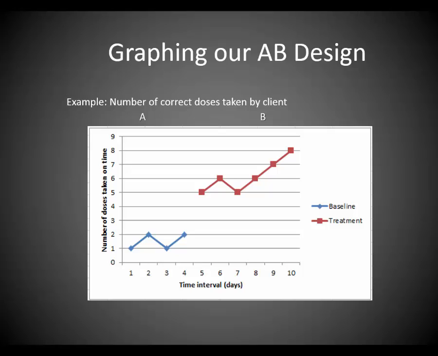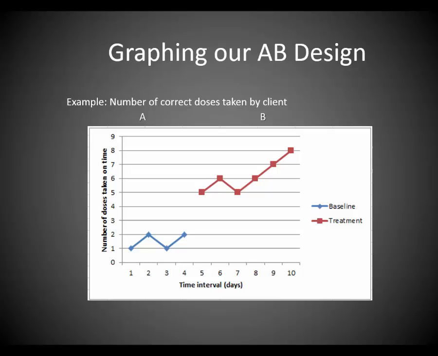In terms of our example, if we were to graph some of the data relating to the number of correct doses taken by a client, we would want to make sure that we include both the A as well as the B phases. And you'll see on this graph, the A phase is represented by a blue line, and the B phase is represented by a red line. Both of those lines have been correctly identified in the right-hand portion of the graph. You'll also see that the x-axis has been labeled correctly, and this represents the time interval in days. The y-axis has also been identified as the number of doses taken on time by clients.